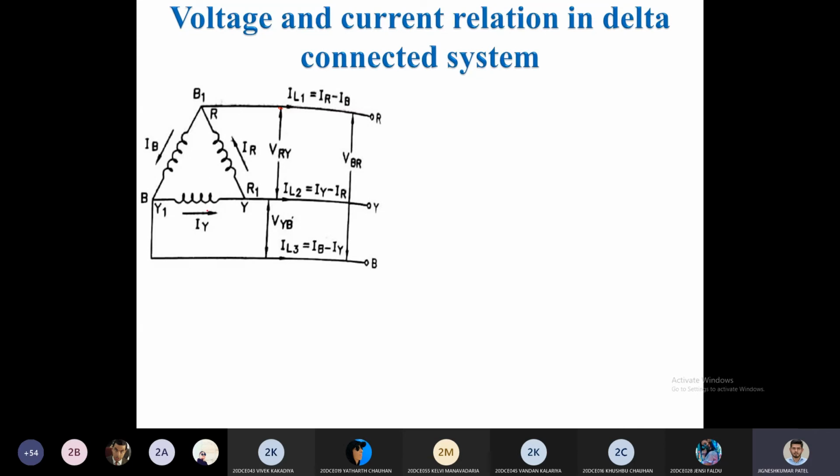But if the current is represented like this, let us say this is my IY and this is my IR. So the resultant current in this line would be IY minus IR. Okay, so this is coming in and this is going out. So I can say IY is coming in and IY going out. So this is my line current. Okay, this is my phase current. So line current is different than the phase current. But the phase voltage and line voltage, V phase and V line, would be the same.